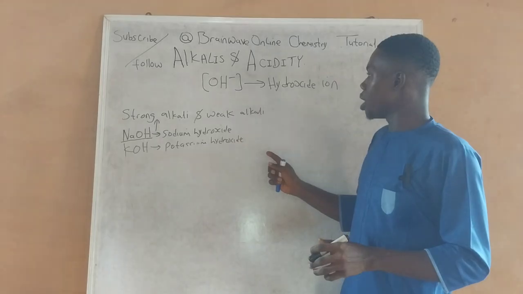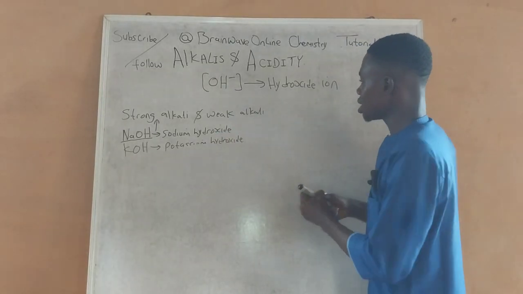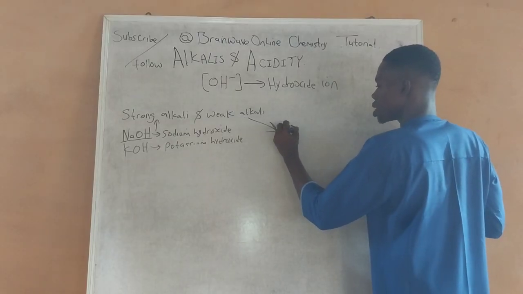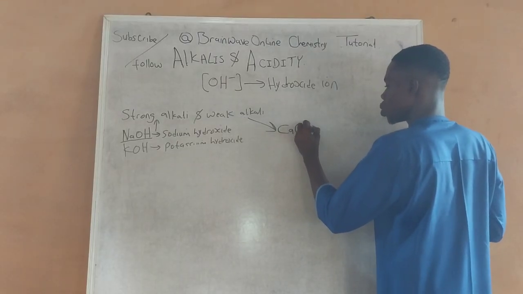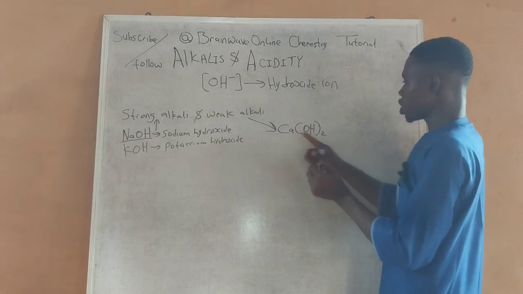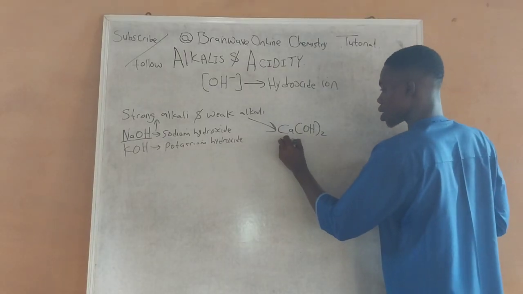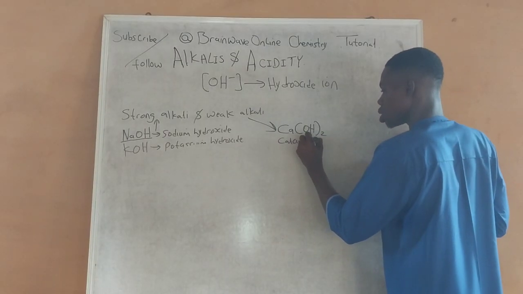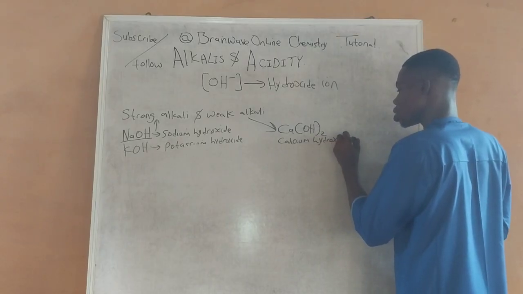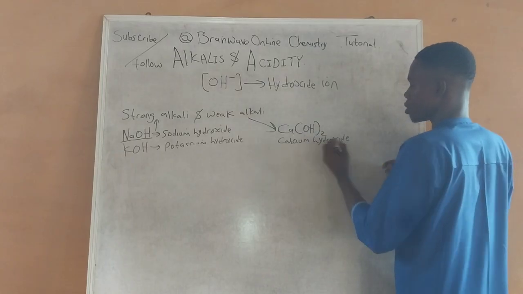Now we'll also be talking about some of the examples of weak alkaline. One example is calcium hydroxide, which is Ca(OH)2. The name of this compound is calcium hydroxide.